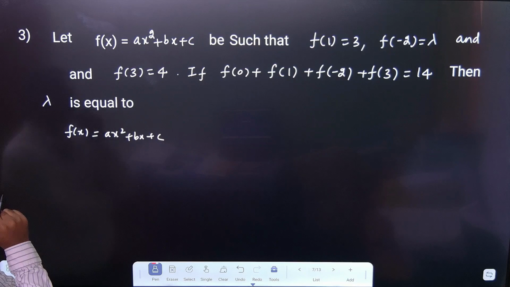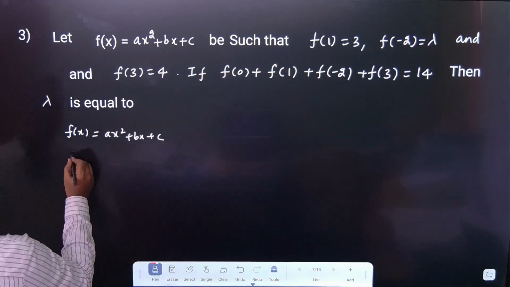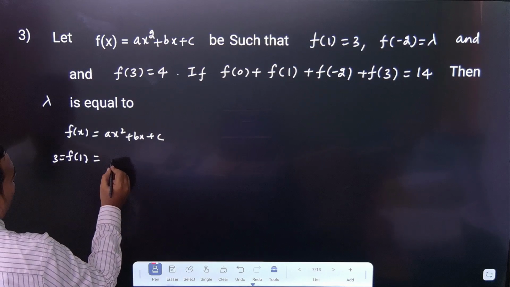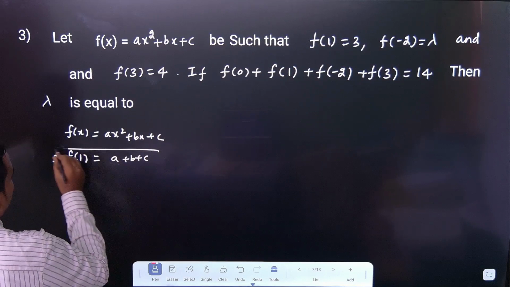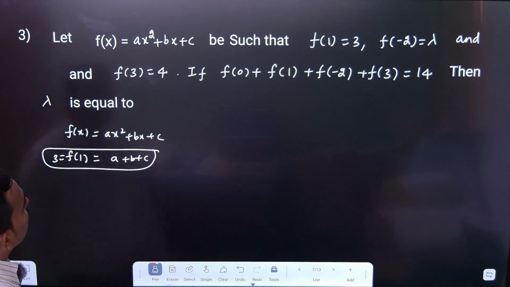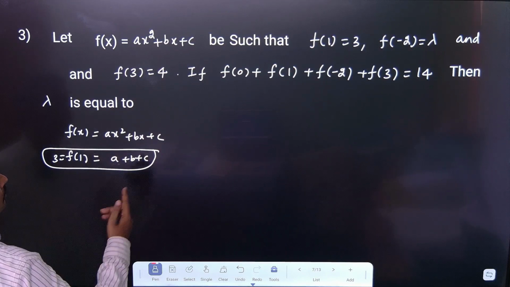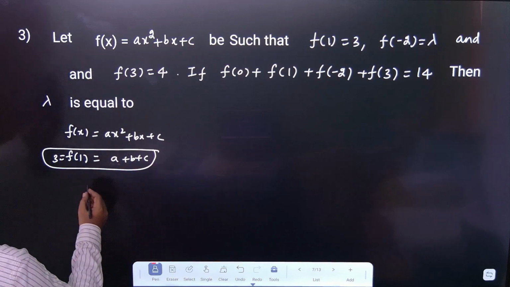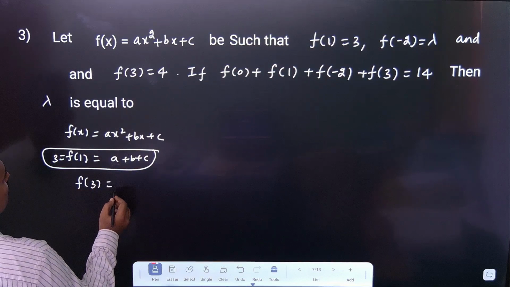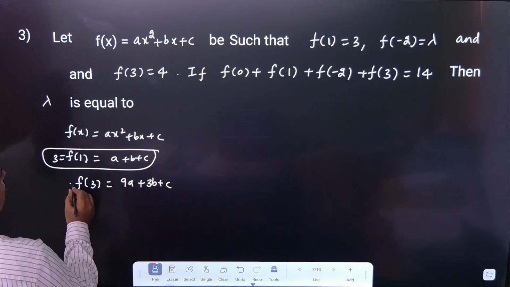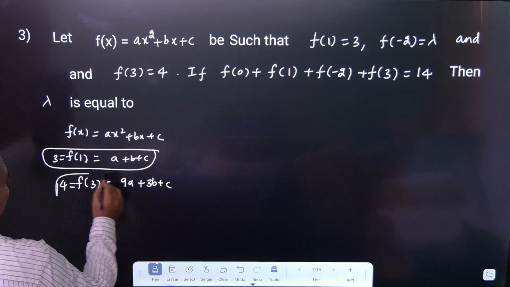First you need to use the given conditions. What is that? f of 1 is given to you as 3. Substitute 1 here: a plus b plus c. This is the first one. And the second one, f of minus 2 is lambda, is given. So f of 3 is equal to 4, you can use here. f of 3: 3 square is 9a, plus 3b plus c. f of 3 is what? 4, right? Let's use the second one.